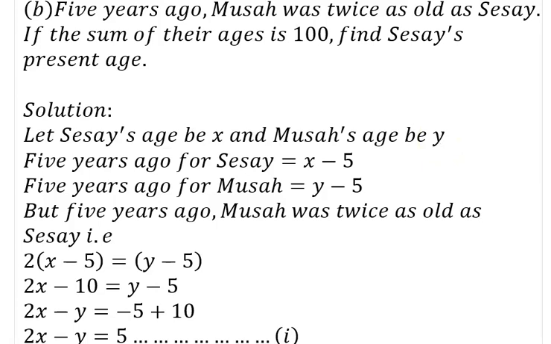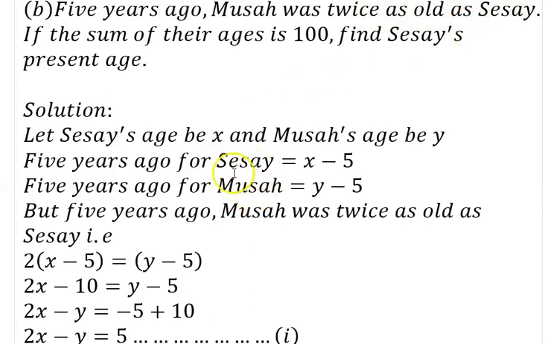Now the question says 5 years ago. So you are subtracting 5 from their ages. 5 years ago, that is years that has passed 5 years ago. So for Sese, don't forget we say Sese's age is X. So we now say for Sese 5 years ago it will be what? X minus 5. Now for Musa, we say 5 years ago it will be what? Y minus 5.